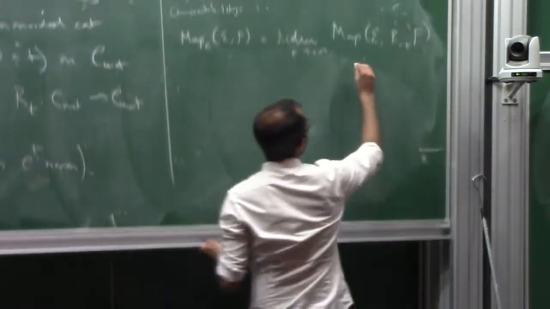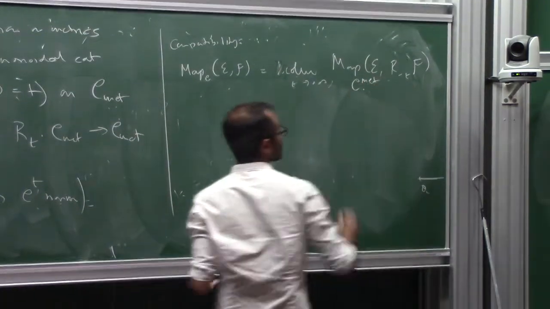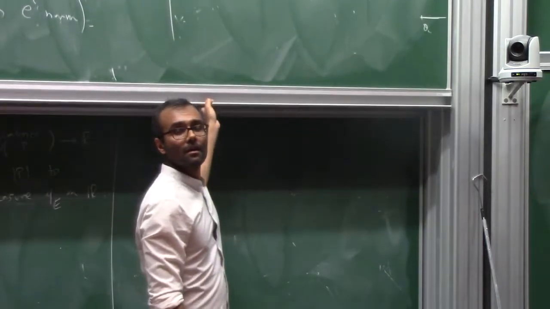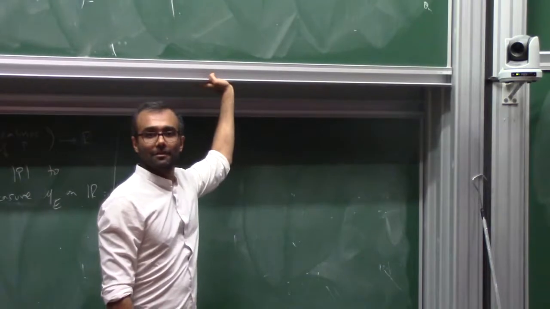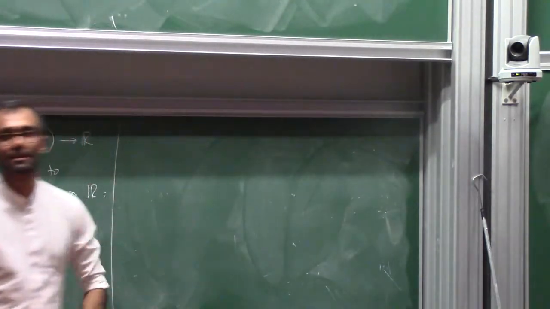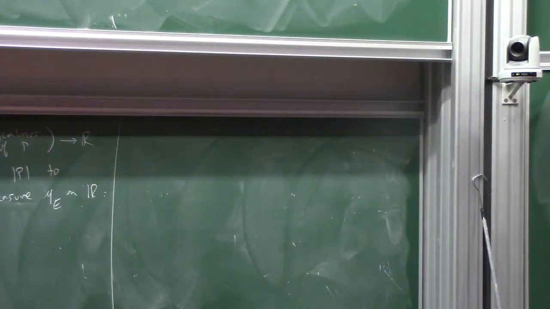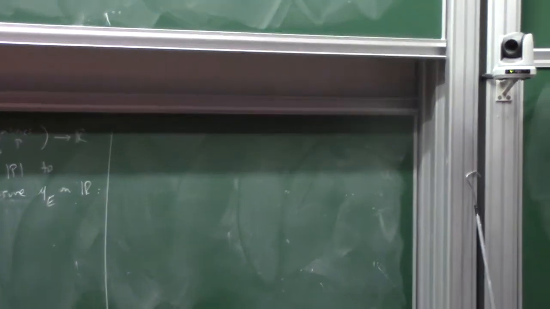Oh, there must be maps in C. Well, that means R minus T of F must be a different object in the metrized category. Yeah, but the underlying object is the same.